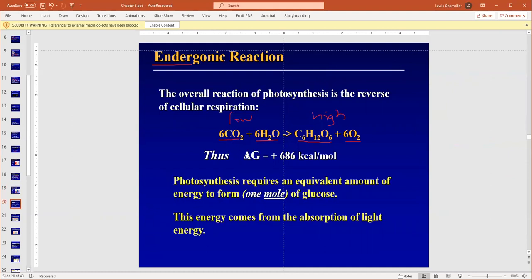And then again, this delta G is positive, so it's non-spontaneous. We have to input 686 kilocalories per mole to produce this glucose molecule, and that comes from sunlight.